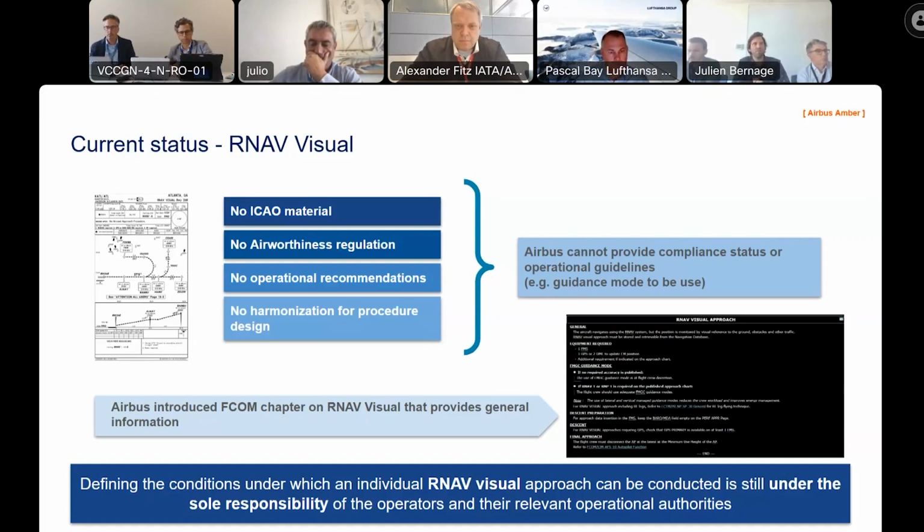Nevertheless, we decided, I think it was in 2015, to introduce a chapter on AirNav visual to provide, I would say, more generic information than detailed SOPs. And of course, for all these AirNav visual procedures, public or private, it's always conducted under the sole responsibility of the operator, and it's up to the operator to build the SOPs based on our information and also on the geometry of the procedure.